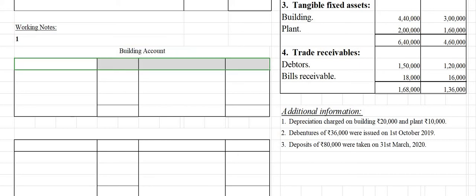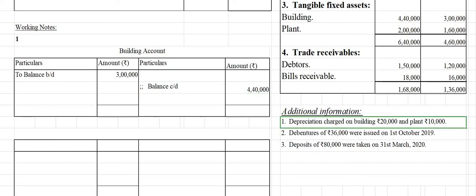We have to write the heading working note 1, building account. Building account, particulars, amount. Building account has opening balance. Opening balance should be shown on the debit side. To balance brought down 3 lakh. Then by balance carried down should be written. By balance carried down 4,40,000. Okay.